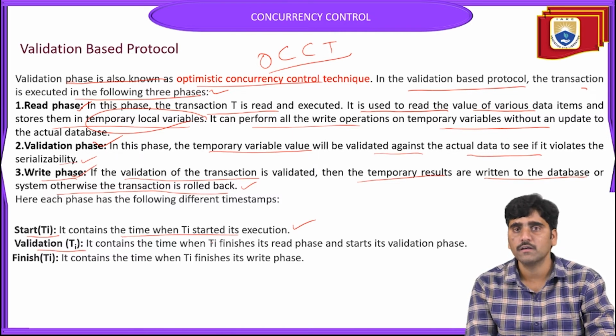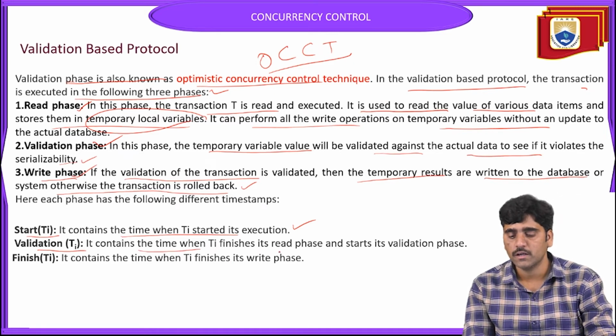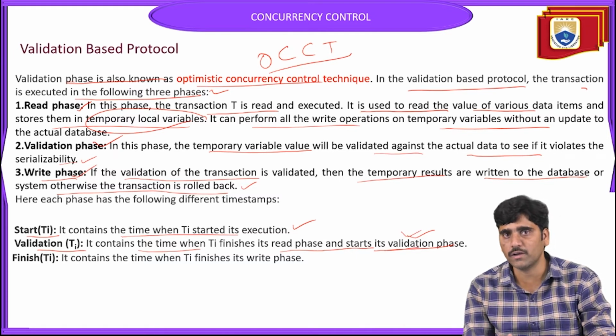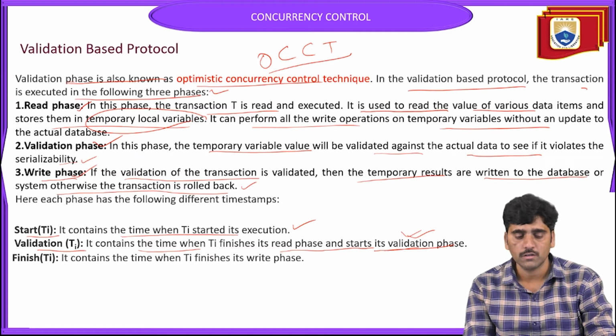Validation contains the time when the transaction finishes its read phase and starts its validation phase. So it checks whether the executed transaction is available in the local variables or not. And finish contains the time when Ti finishes its write phase.